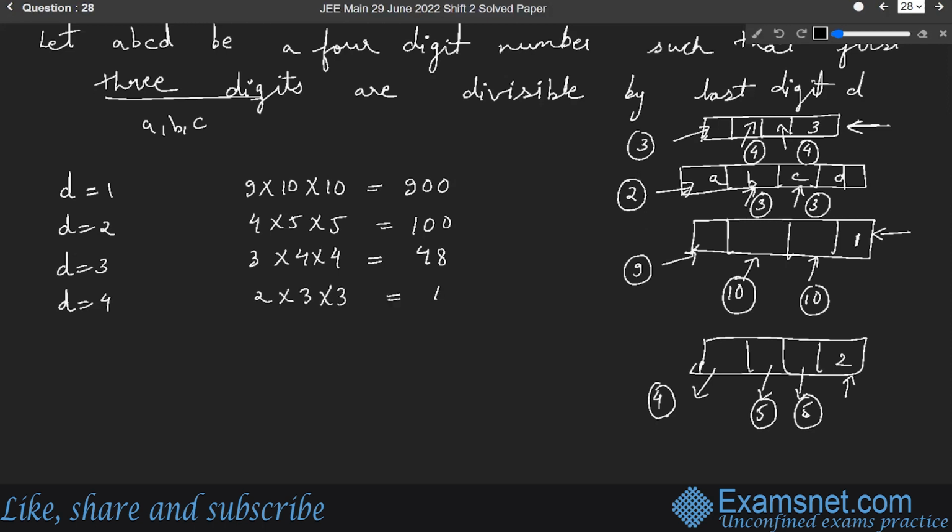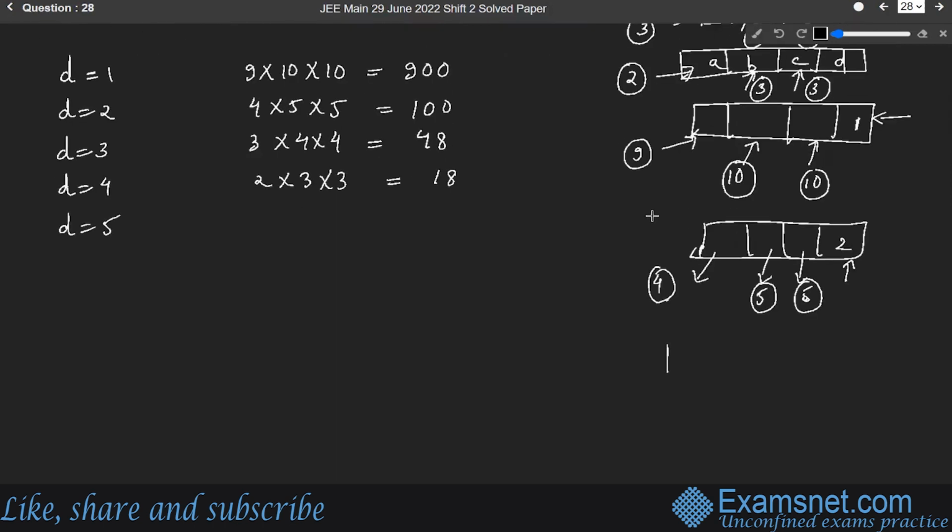So it is equal to 18. Similarly, when D is equal to 5, from 1 to 10, we only have one digit that will be divisible by 5. All right? Understand it very carefully.